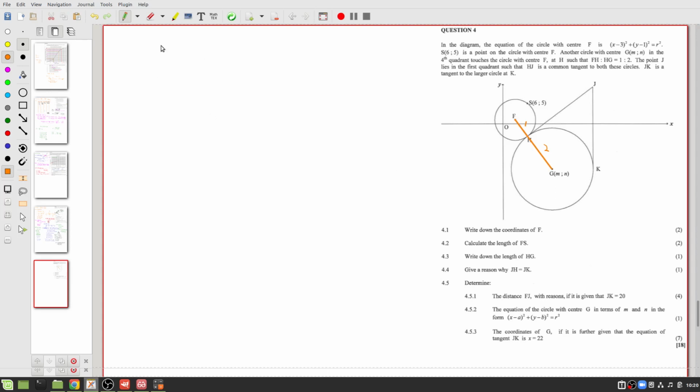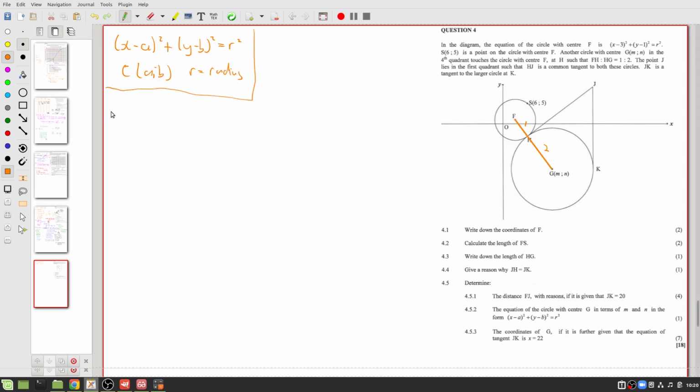So maybe let's just see the equation of a circle in general. The general formula for the equation of a circle is (x minus a) squared plus (y minus b) squared equals r squared, where the center of the circle has coordinates (a, b) if this is the form, and r is the radius of the circle. Okay, so that's some information we know about circles.